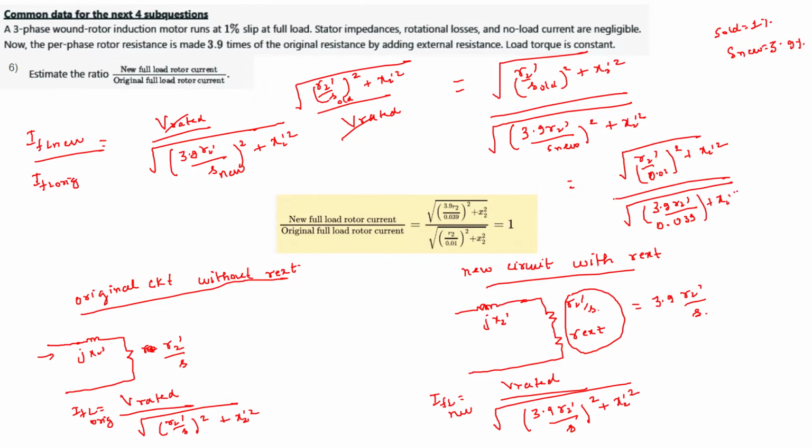Plus X2' square. Now what happens? This 3.9 divided by 0.039 also becomes 1 by 0.01, so the numerator and denominator are equal. So this ratio becomes equal to 1. Because 3.9 and 0.039, this ratio is also 1 by 0.01, so the numerator and denominator become equal. That is why this is equal to 1.